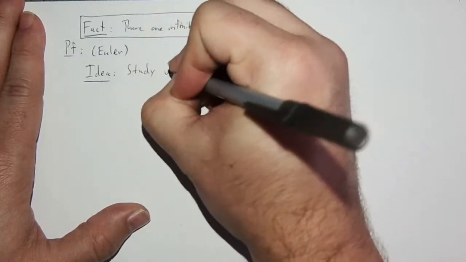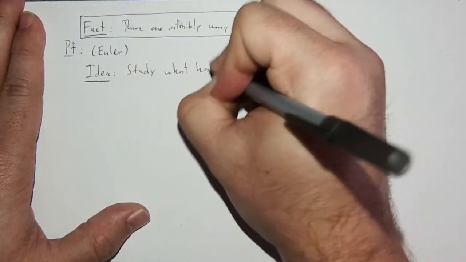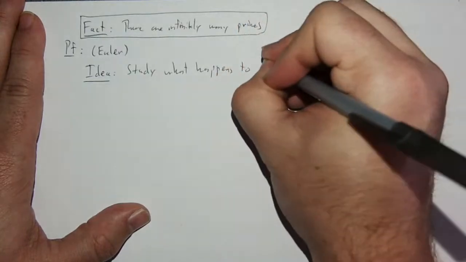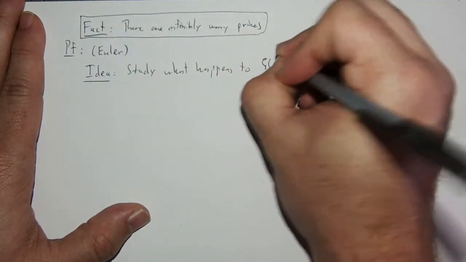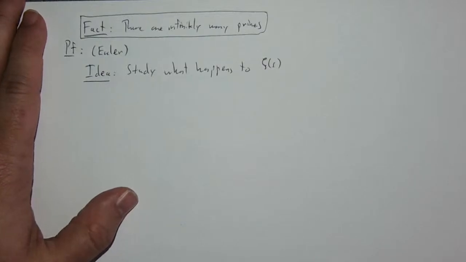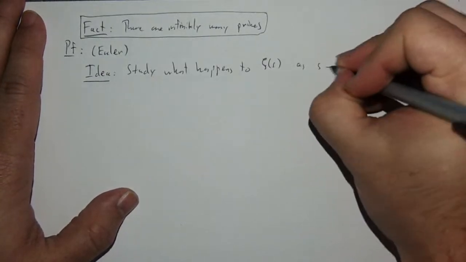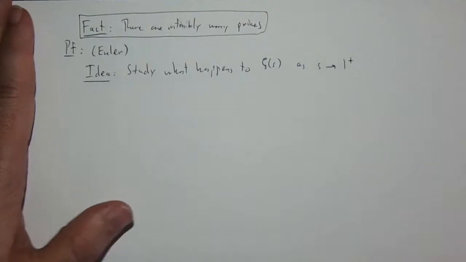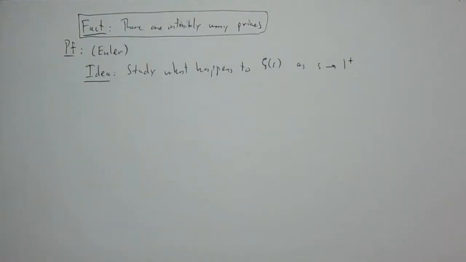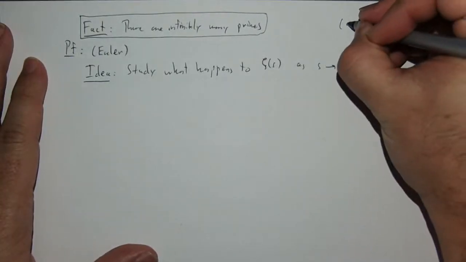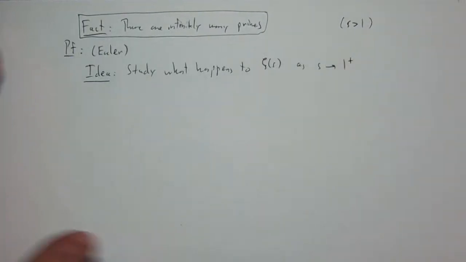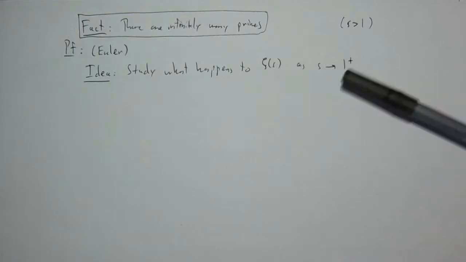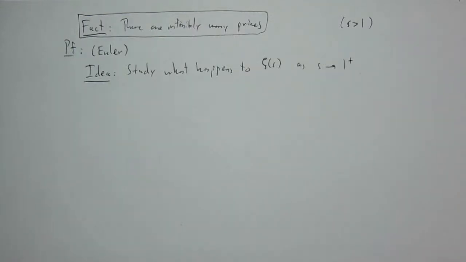Study what happens to zeta of s as s approaches 1 from the right. Remember, for zeta of s to even be defined, s has to be greater than 1, so I'm approaching 1 from the right, through values greater than 1.